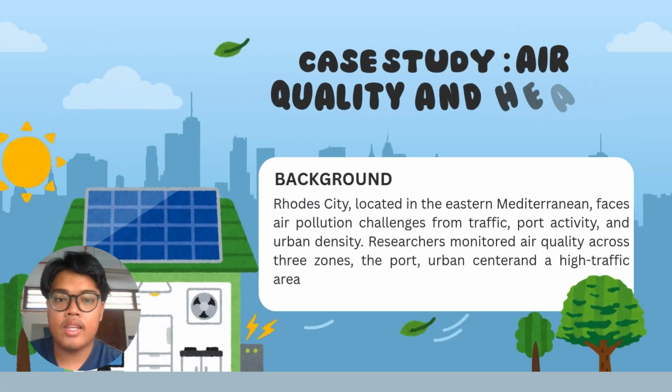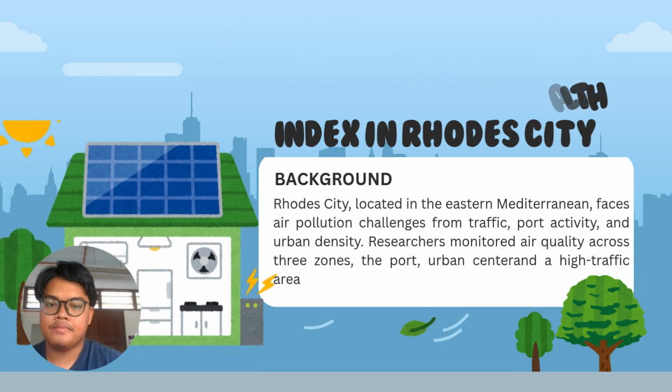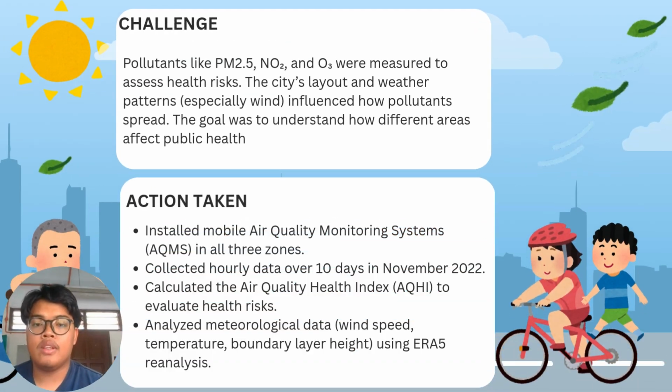Case study: Air Quality and Health Index in Road City. Background: Road City, located in the eastern Mediterranean, faces a pollution challenge from traffic, port activity, and urban density. Researchers monitor air quality across three zones: the port, urban center, and a high traffic area. Challenge: Pollutants like particulate matter 2.5, nitrogen dioxide, and ozone were measured to assess health risks. The city's layout and weather patterns, especially wind, influence how pollutants spread. The goal was to understand how different areas affect public health.